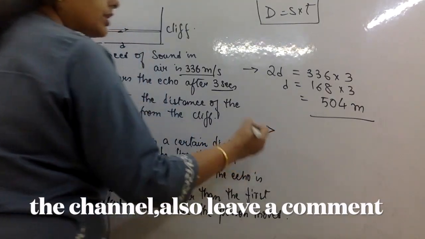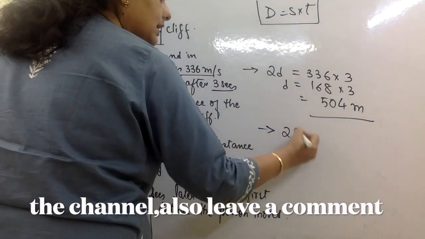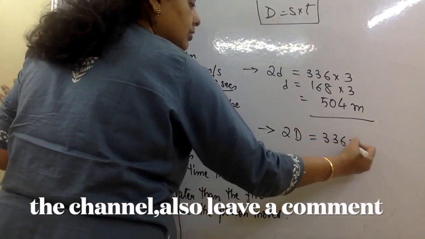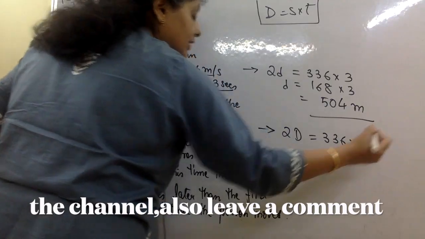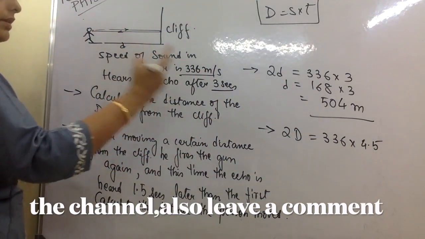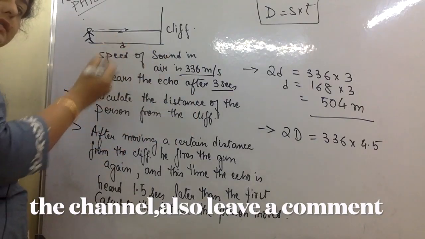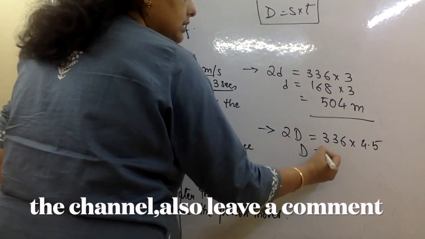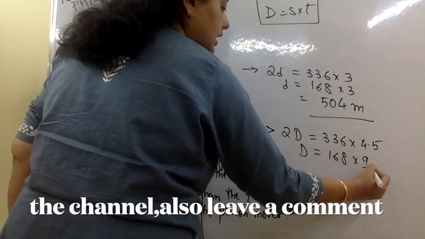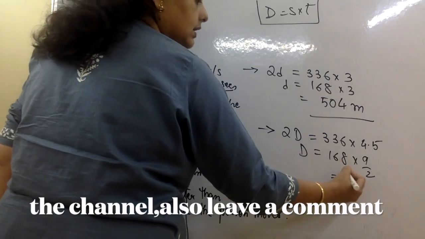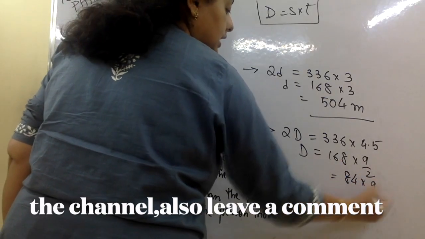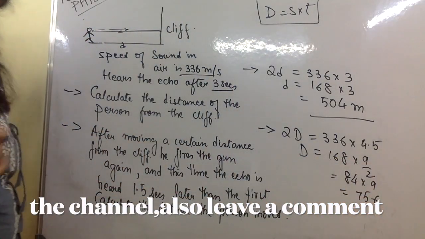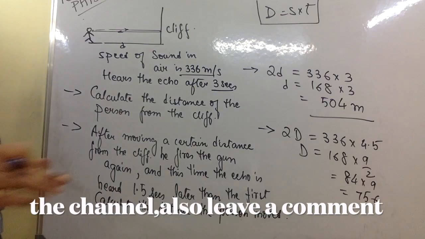Okay, now what we do is again 2, let's take capital D because it is the new distance now. Okay, and 336, this is going to remain same. Here we'll take a 4.5. Why a 4.5? Because 1.5 seconds later, not 3 seconds but 1.5 seconds later. So now D is equal to 168 into 9 by 2, which is 84 into 9, which is 756. Okay, so it is 756 meters.